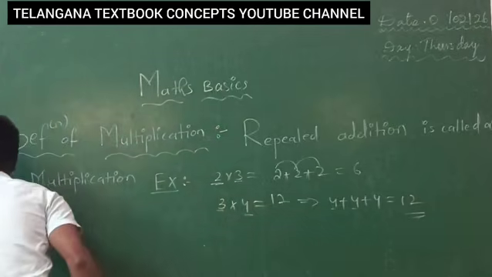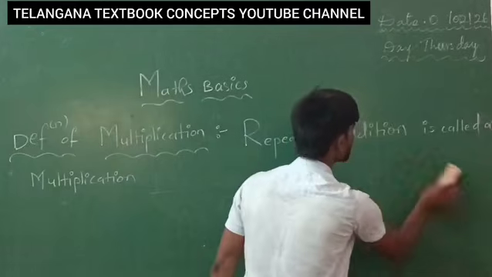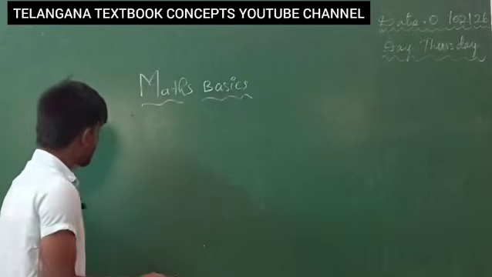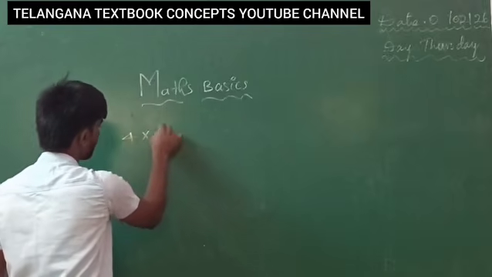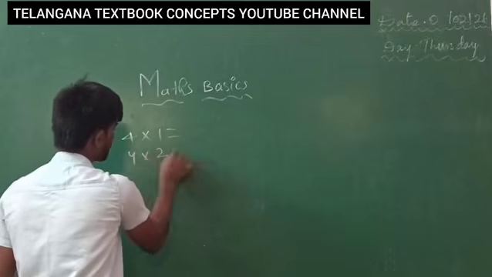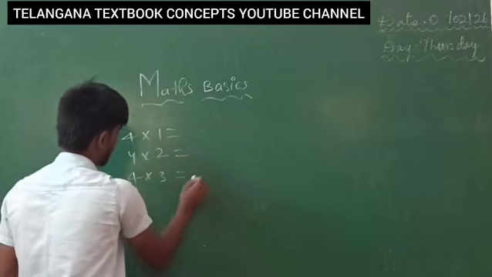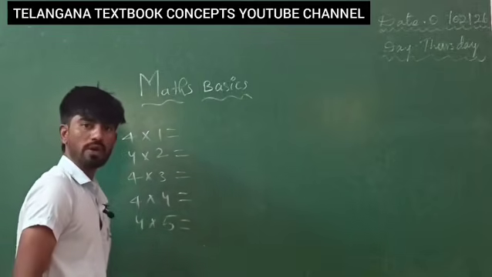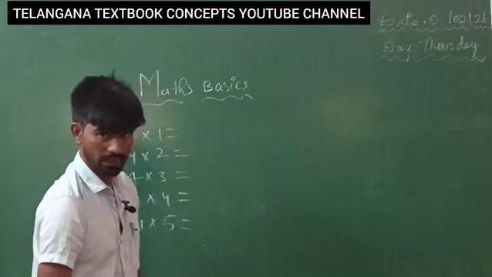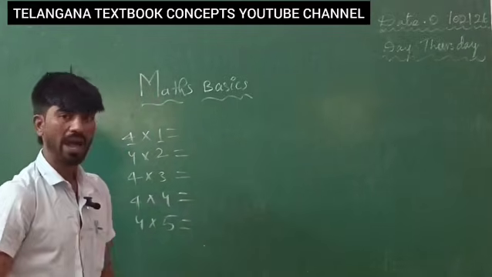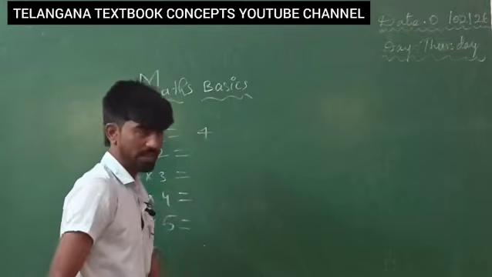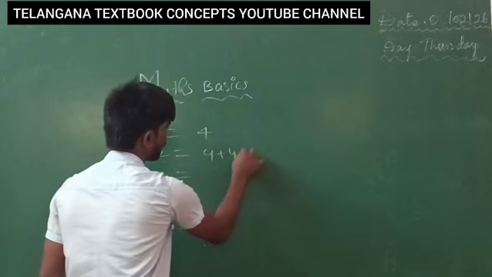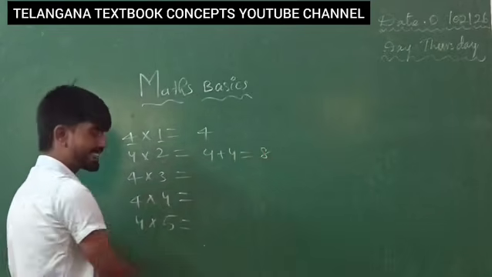Suppose I'm taking the four table, through which I'm going to explain the whole part of multiplication. Suppose this is the 4 table: 4 ones are, 4 twos are, 4 threes are, 4 fours are, 4 fives are. We are going to do these additions through multiplication. Yes, 4 is added how many times? 1 time. That's why I am directly writing 4. Here 4 is added 2 times, means 4 plus 4 is equal to 8. Here 4 threes are 12.